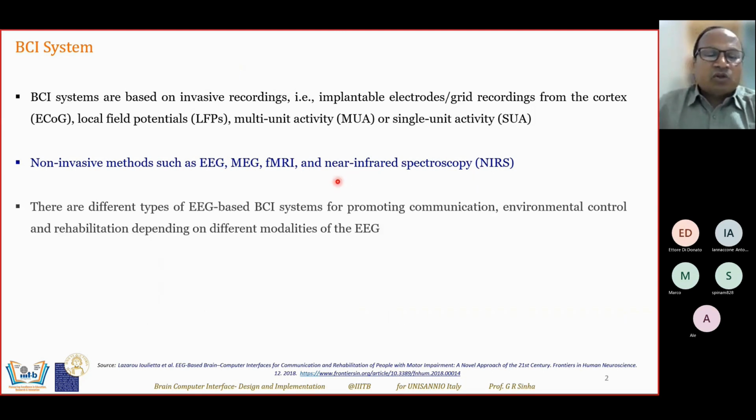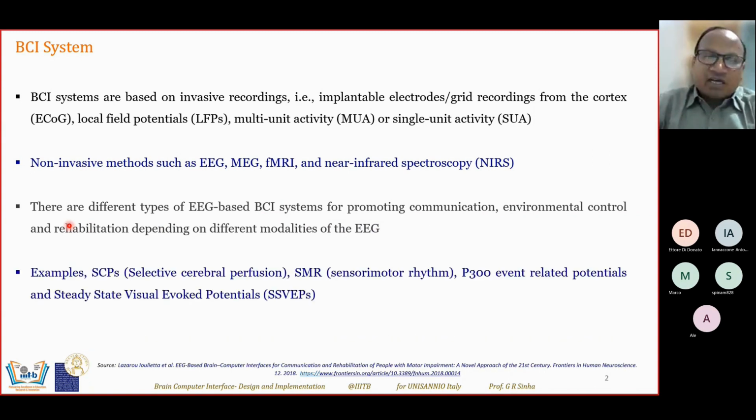All this background we have already covered, but since we are talking about the design part, we are covering it again. There are different types of EEG based BCI systems that help in promoting communication, environmental control and rehabilitation, depending on what modalities we are using. Modalities means what type of signals we are using. Accordingly, the EEG can generate a command to communicate something, to control something, or for rehabilitation purposes. Accordingly, there may be different types of systems and different types of designs.